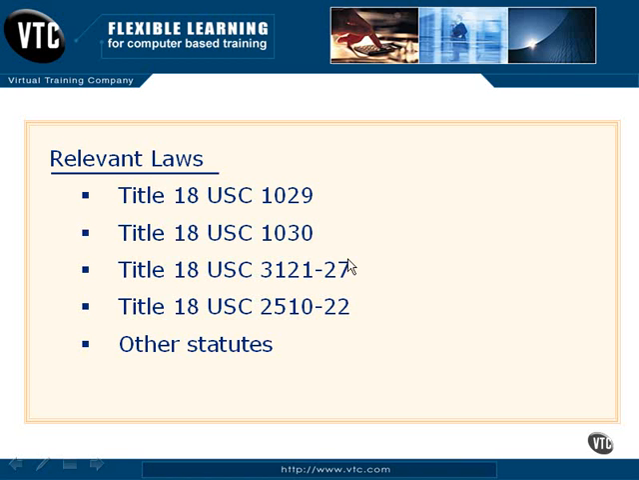USC 3121 through 3127 is called the Pen Registers and Trap and Trace. Basically this says that you can interact with anything except for the contents of communication. What that really means is that this particular code is put into place to say you can be aware that the communication took place, be aware of the devices and addresses associated with that communication, but you're not authorized to access the contents of that communication.